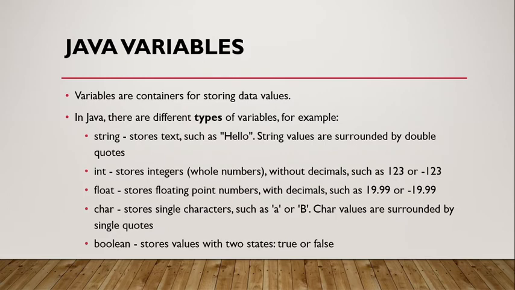Java variables. Variables are containers for storing data values. In Java, there are different types of variables. For example, String stores text, such as "Hello". String values are surrounded by double quotes. Int stores integers, whole numbers without decimals, such as 123 or -123. Float stores floating point numbers with decimals, such as 19.99 or -19.99. Char stores single characters, such as 'a' or 'b'. Char values are surrounded by single quotes. Boolean stores values with two states, true or false.